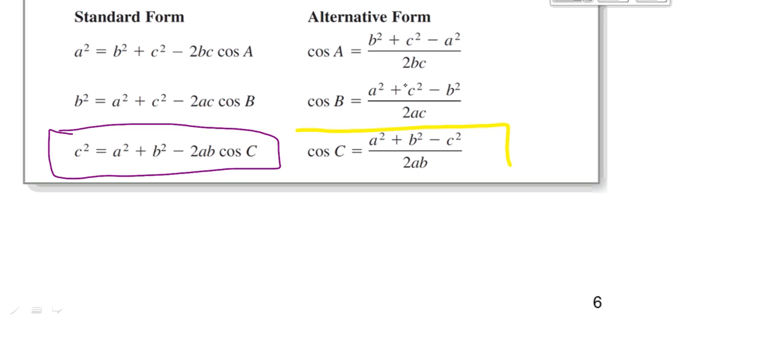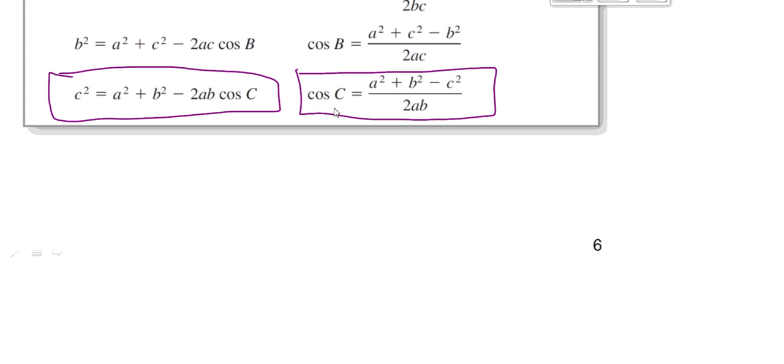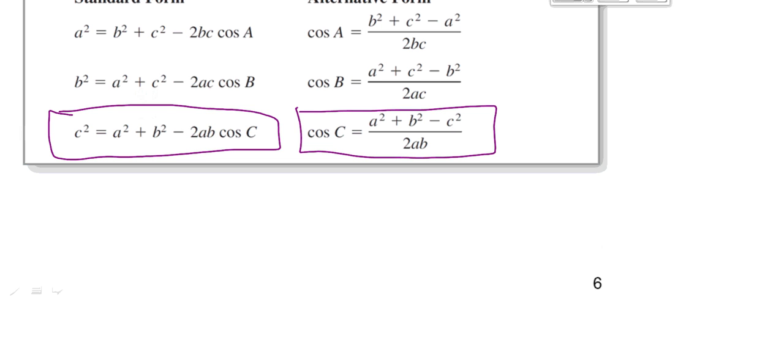The alternate form there is the cosine of C equals a squared plus b squared minus c squared over 2ab. I'm just going to tell you that I usually don't use exactly that version. Sometimes I do, but I don't always remember it. Usually I think in my head, this version I know: c squared equals a squared plus b squared minus 2ab cosine C.